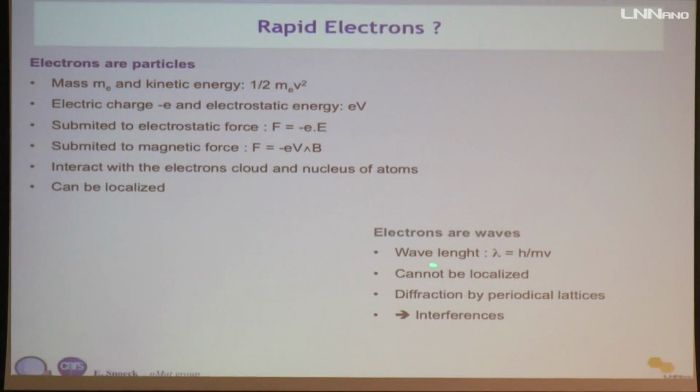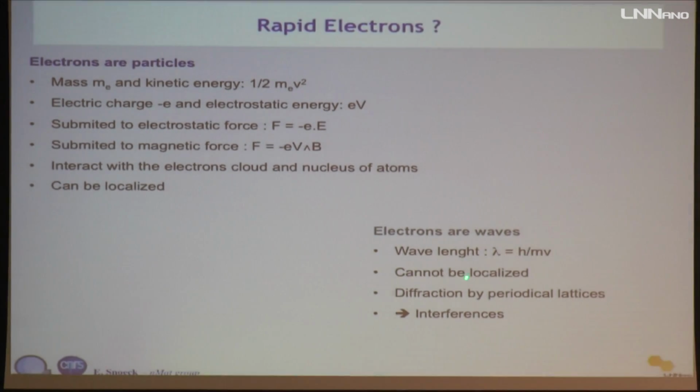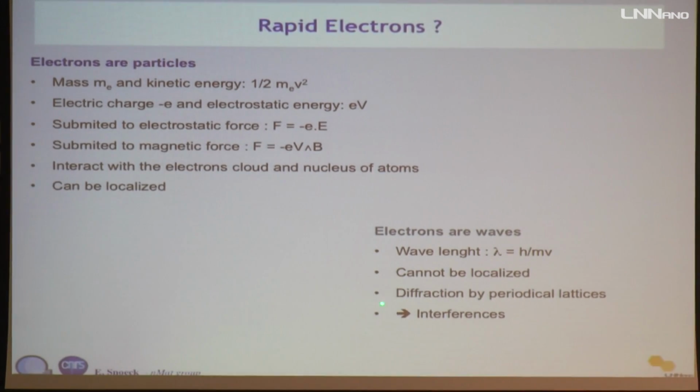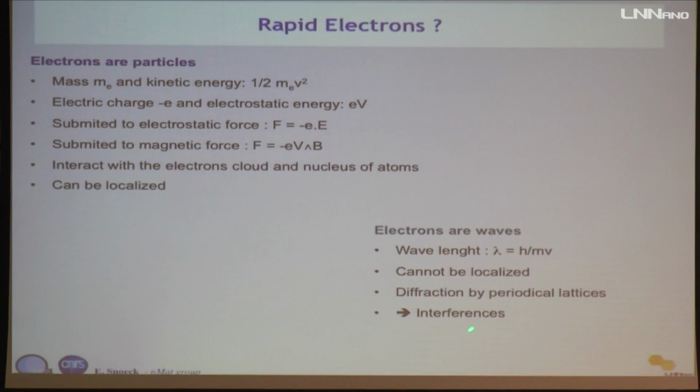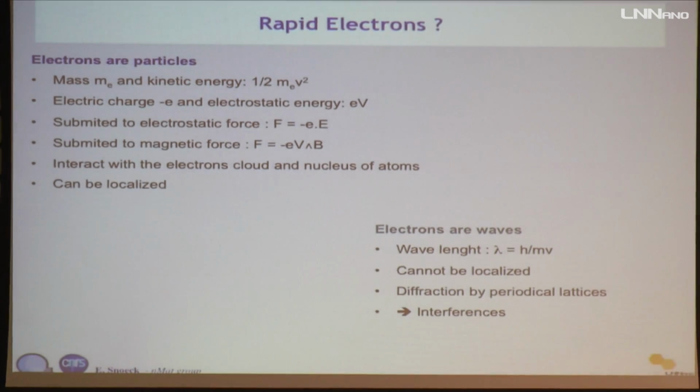But they are also waves. And our waves, the electron beam has a wavelength. The electrons cannot be localized. They are diffracted by a periodical lattice. This is the reason why we get diffraction. And they can create interferences. This is the common question that physics asks.